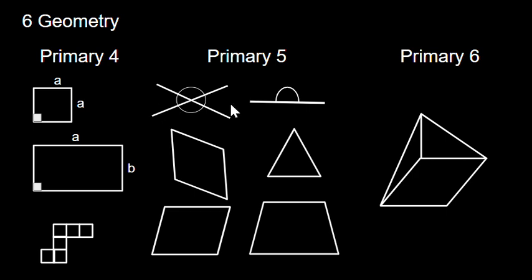You learn about all the different shapes: triangle, trapezium, parallelogram, and rhombus. Okay. So a rhombus is basically a shape where the four sides are the same.